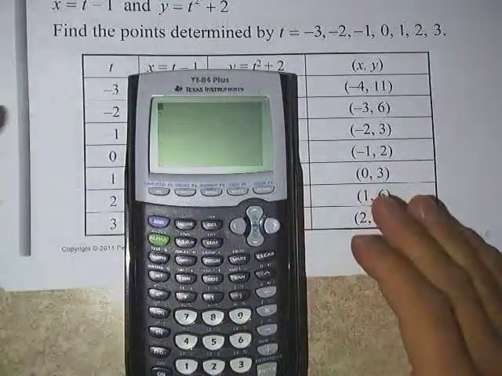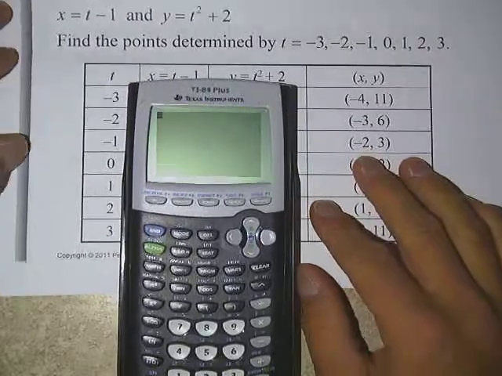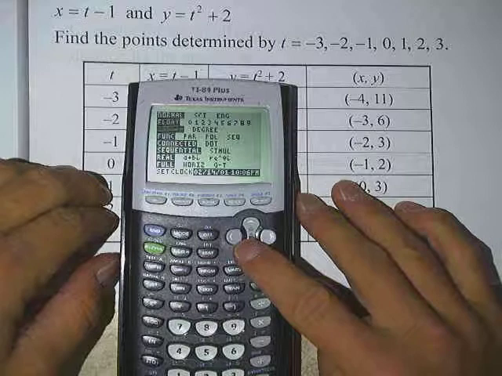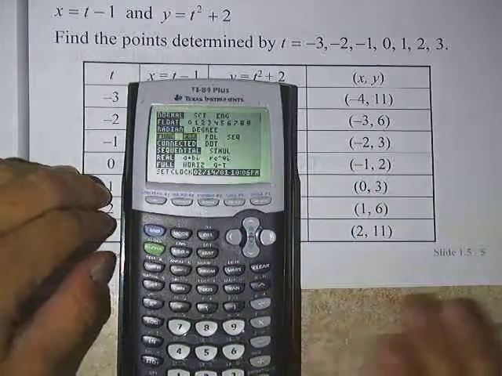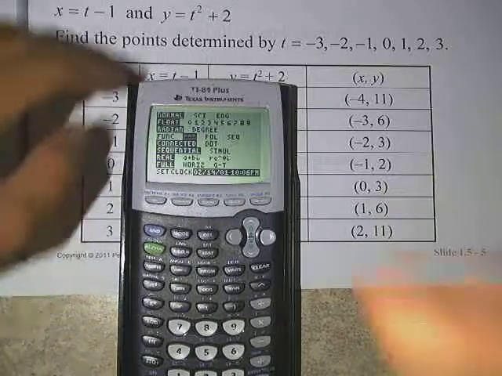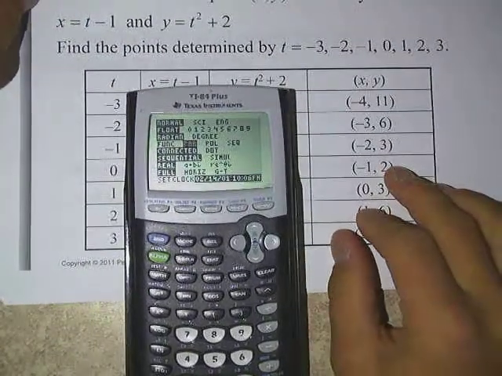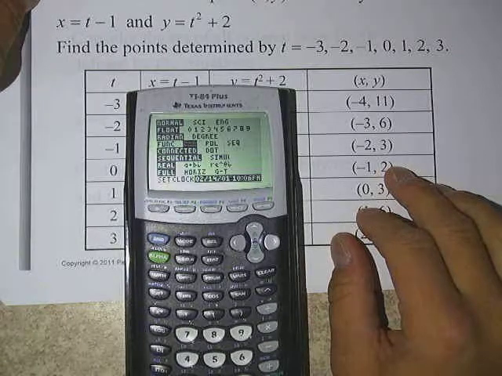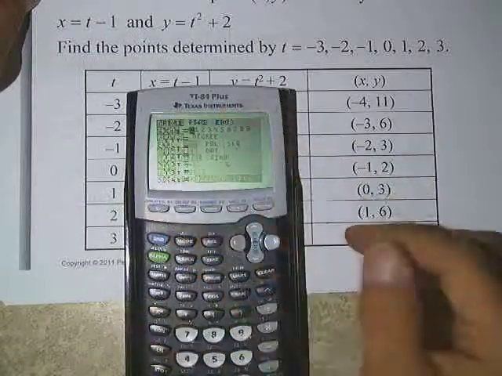Now, here's a bit of good news: your calculator has a parametric mode. So under your mode button, which is on top up here, if you go down to the 4th line and put it on PAR, which stands for parametric, you can graph a set of parametric equations with your calculator.